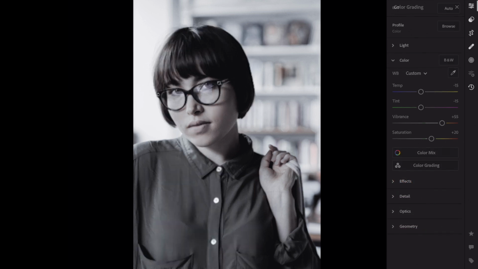Open the color grading section. Let's edit the shadows. Hue, plus 215. Saturation, plus 10. Luminance, plus 65.